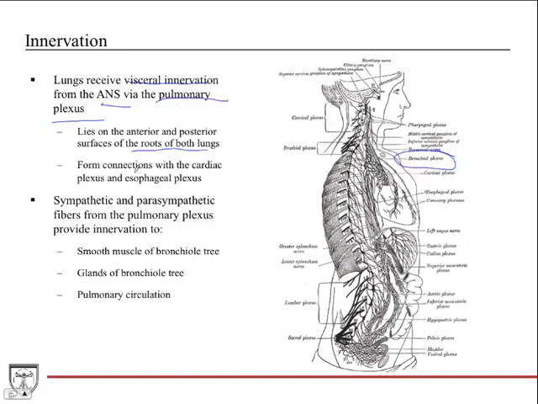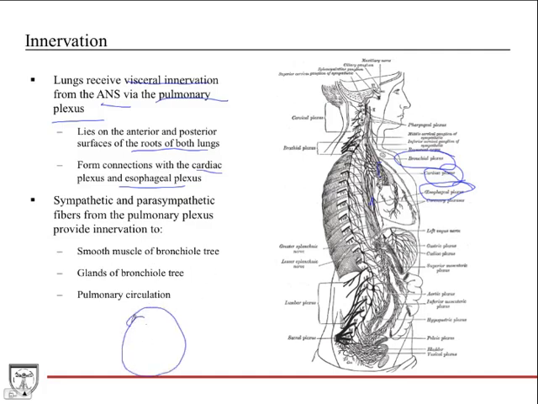It also forms connections with the cardiac and esophageal plexus. So you see the cardiac plexus, esophageal plexus here as well. So it forms connections with these plexi as well. And since it's an autonomic plexus, it has sympathetic and parasympathetic fibers from the pulmonary plexus. They provide innervation to smooth muscles of the bronchial tree, glands of the bronchial tree, and the pulmonary circulation.